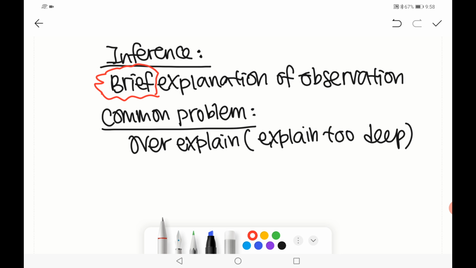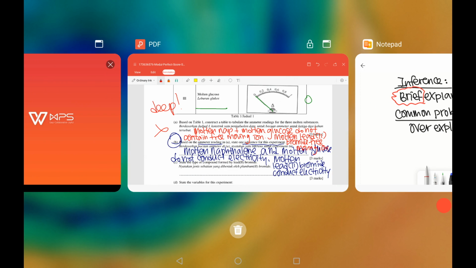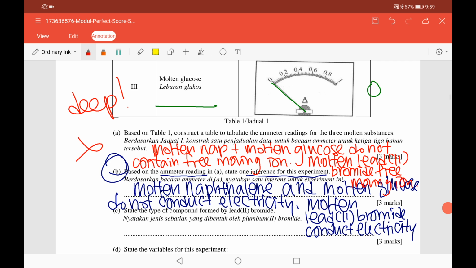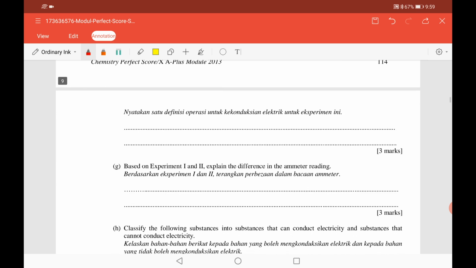Do not over explain. Just give a very simple and brief explanation and that will do. You should only go deep when the question asks like this. You see, so let's go down.